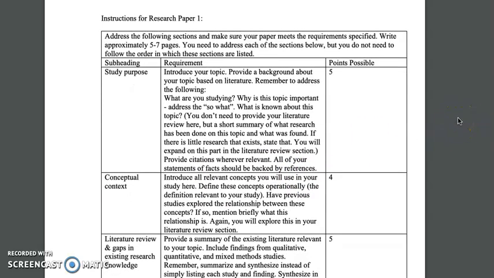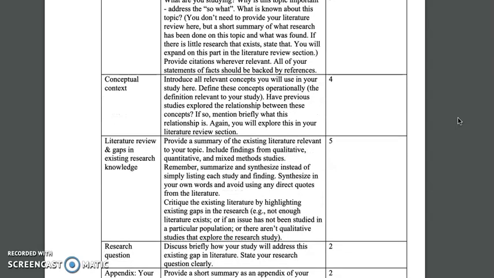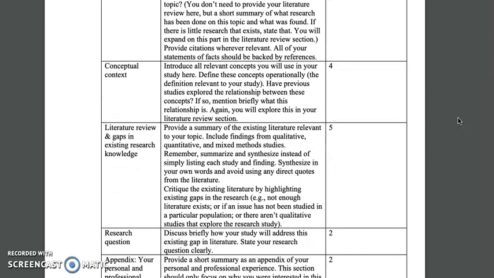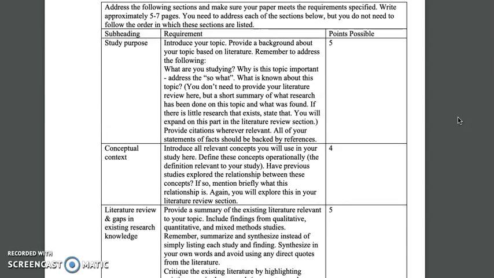So this section, as I have already mentioned earlier, will be a part of your final paper. This is the first part of your final paper where you introduce the study purpose, you talk about the conceptual context, and you share the literature review, gaps in existing knowledge, as well as then propose your research question.